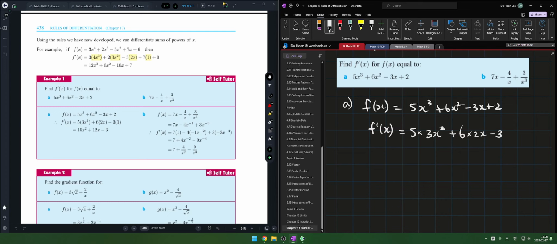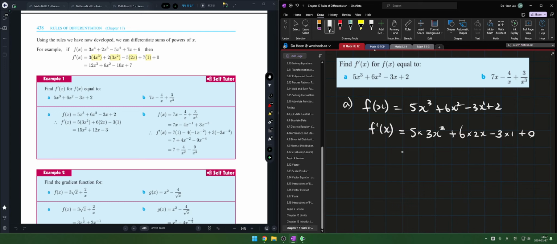What about x? If it's just x, it means that we have an x to the power of 1. What happens to that 1? Well, 1 goes down, and then the exponent, 1 minus 1 is 0. X to the power of 0 is just 1. Just 3 times 1. What about 2? 2 is a constant now. If I find the derivative of 2, it's 0.